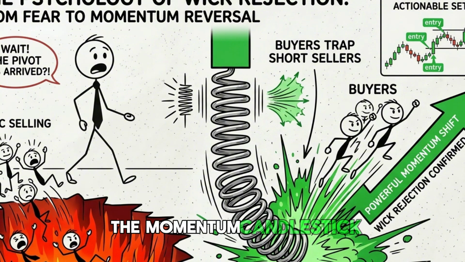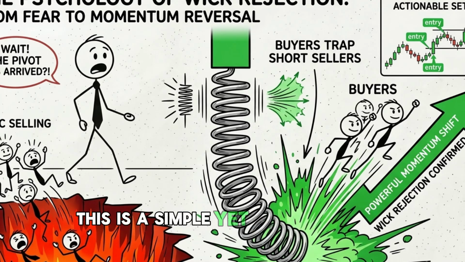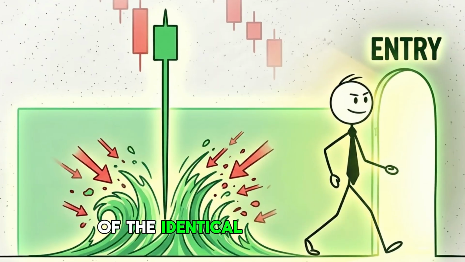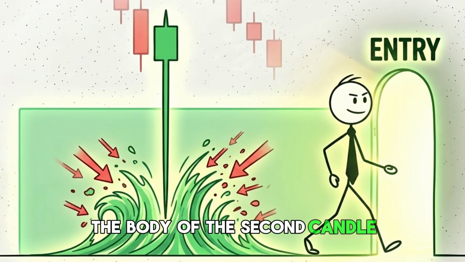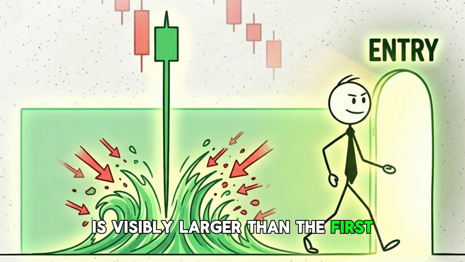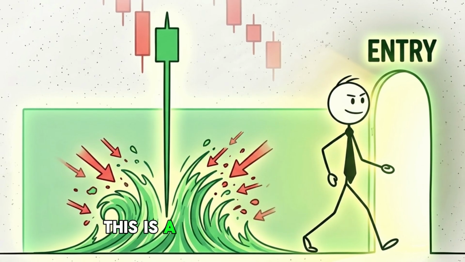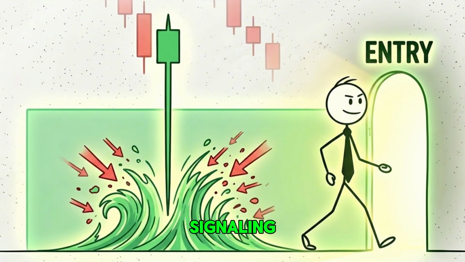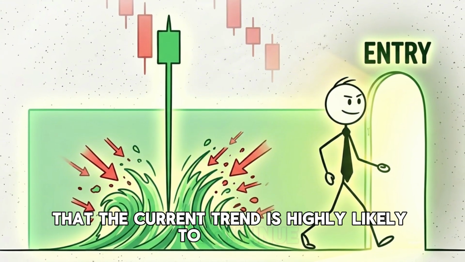The momentum candlestick. This is a simple yet devastatingly effective combination of two consecutive candles of the identical color, where the body of the second candle is visibly larger than the first. From a price action perspective, this is a glaring green light showing a sudden surge in market speed, signaling that the current trend is highly likely to continue.